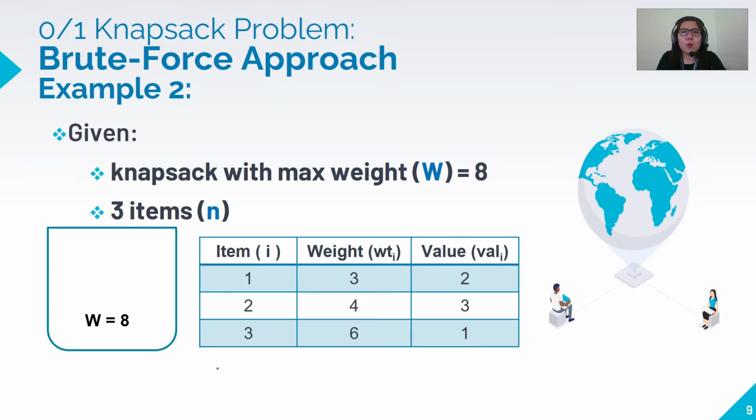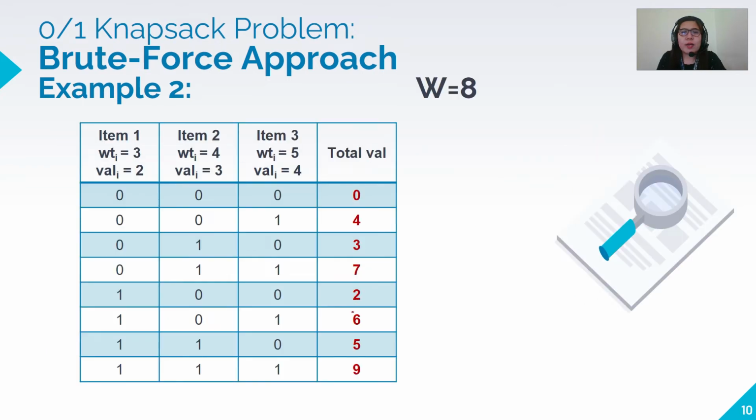We have another example. Given a certain weight, which is given the knapsack maximum weight is 8, and again 3 items, so 2 raised to 3, so still our possible combinations ay 8, and its corresponding weight and value. So we have the following table interpretation.